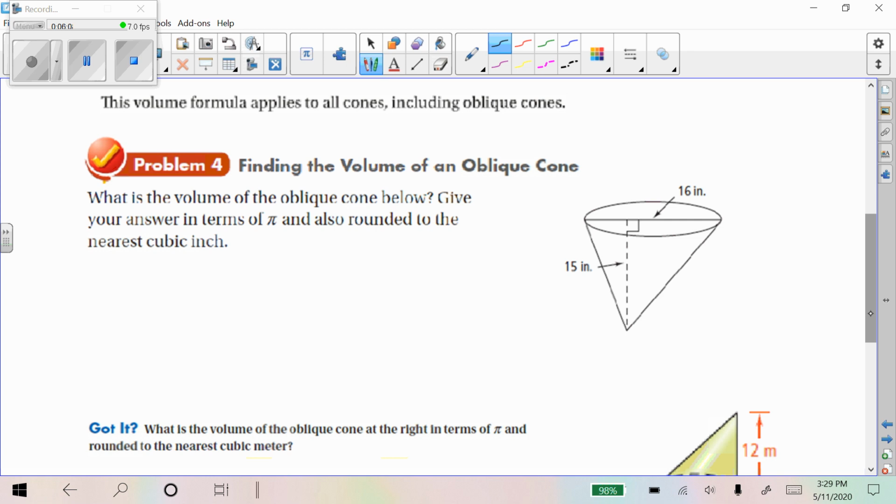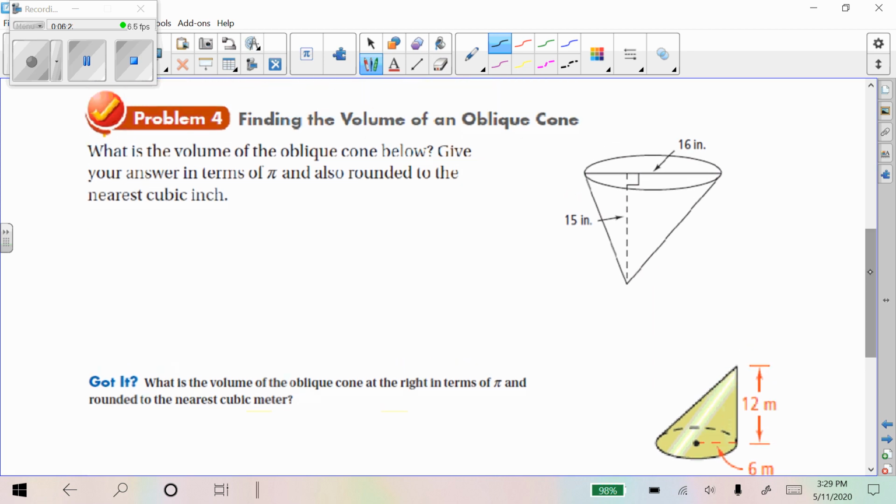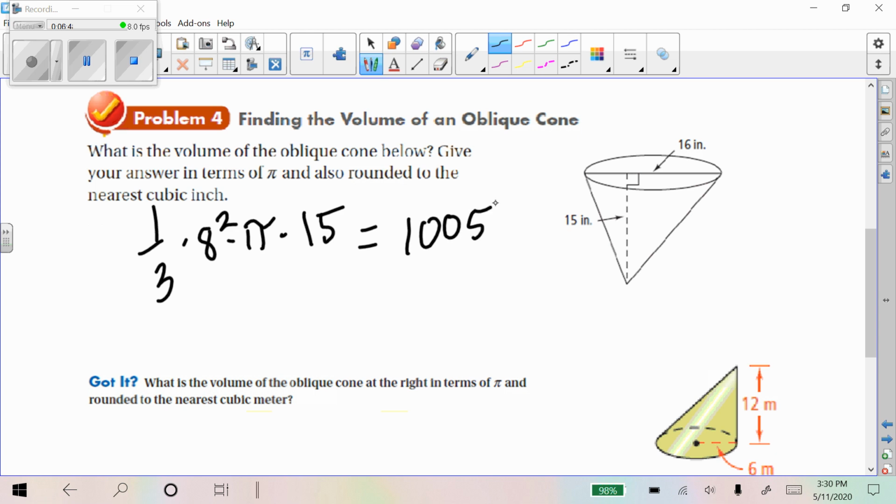What is the volume of the oblique cone shown below? Give your answer in terms of pi. An oblique cone is kind of like an oblique prism or pyramid, and the volume will still be the base area times the height divided by 3. So we're just going to do the base area, which is the circle, which is 8 squared times pi, times the height, which is 15, times 1/3, or divided by 3, however you want to look at that. And I get about 1005 on that one.